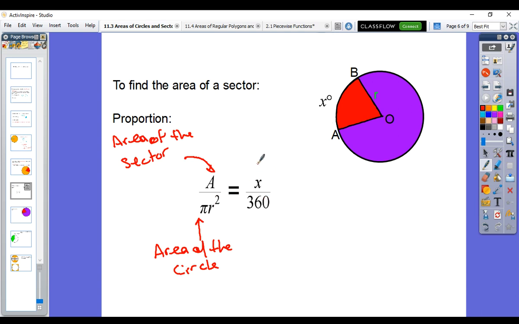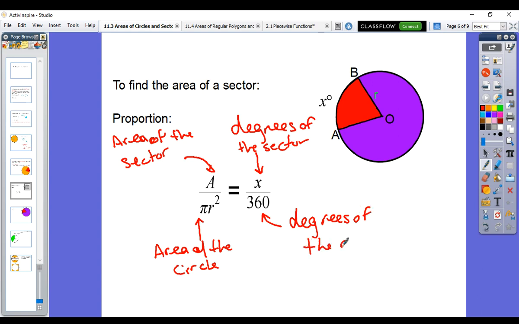That's equal or proportional to the degrees of the sector. So the degrees are bound within here. Over, what do you think 360 represents? Yes, the degrees of the circle. That's how we do it. So part over whole: part of the area of the circle over the whole area of the circle, part of the degrees of the circle over the degrees of the entire circle. So area of the sector, area of the circle, degrees of the sector, degrees of the whole circle. So let's try that out.